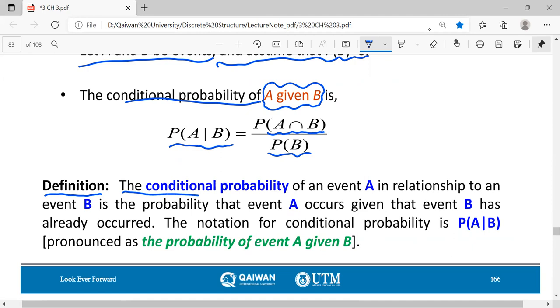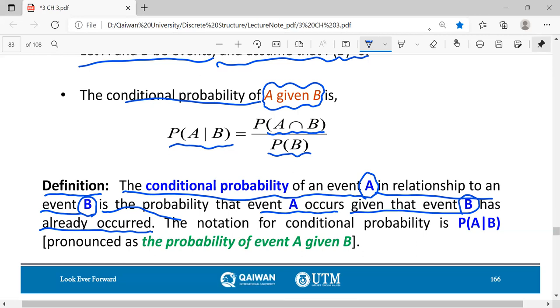We say the conditional probability of an event A in relationship to an event B. Here, there's a relationship between A and B. It is the probability that event A occurs given that event B has already occurred. That means here, event B has already occurred, and then we have event A. We say the notation for conditional probability, P of A given B, is read as the probability of event A given B.